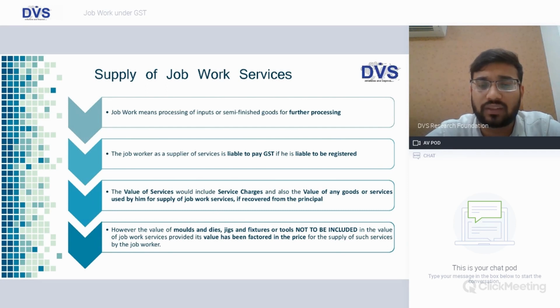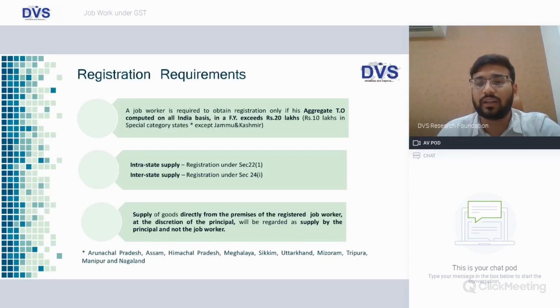However, the value of molds, dies, jigs, and fixtures is not to be included. So whatever is the value of molds or dies, jigs, and fixtures which is being used by the job worker, that would get excluded while calculating the value of services. It can be included if its value has been factored in the price for the supply of such services. So it is primarily excluded, but if its value is factored into the supply of services, then it can be added.